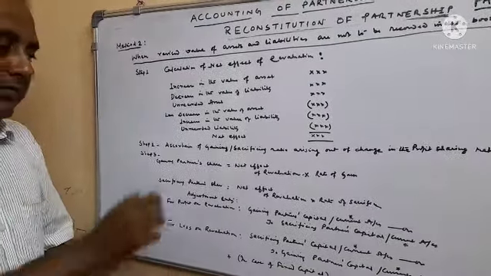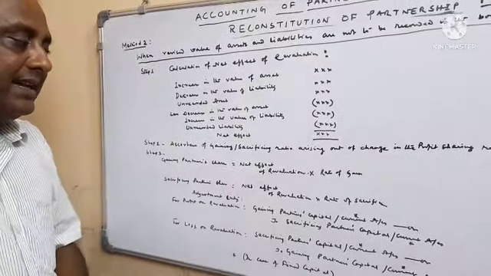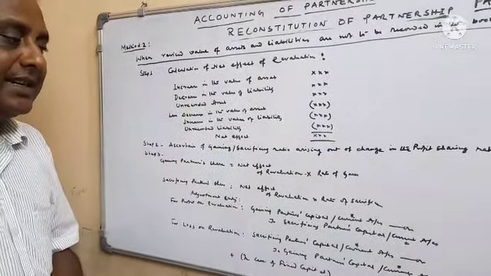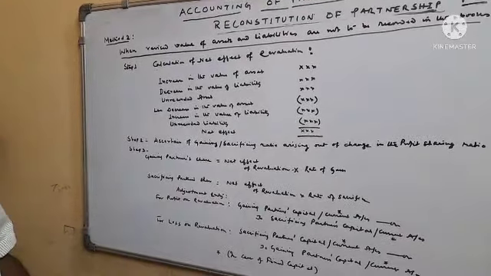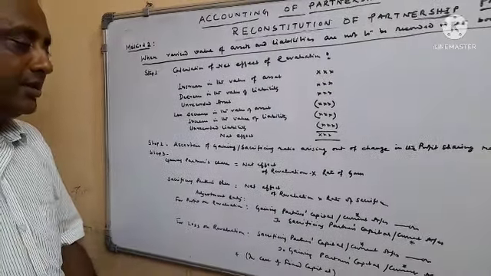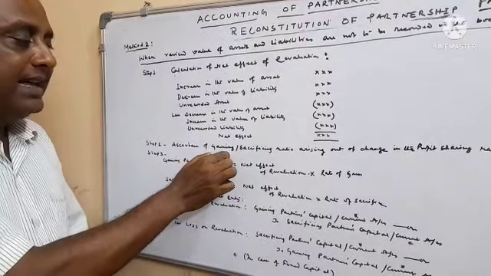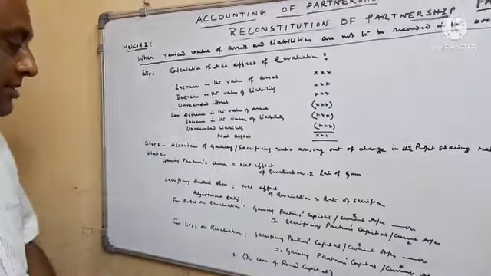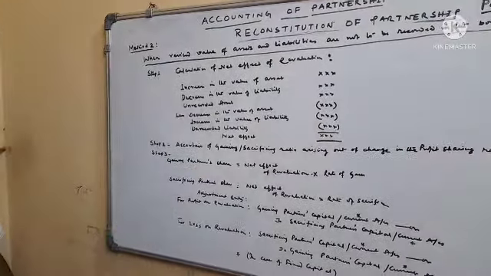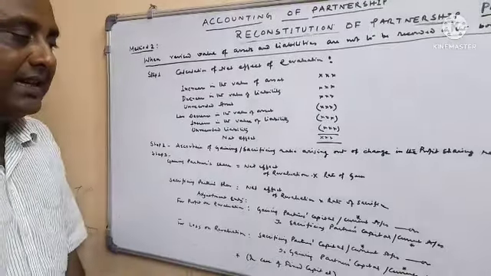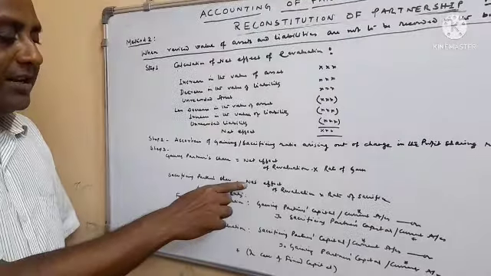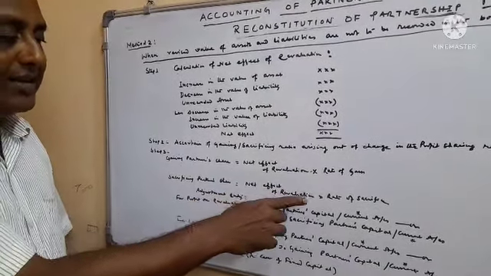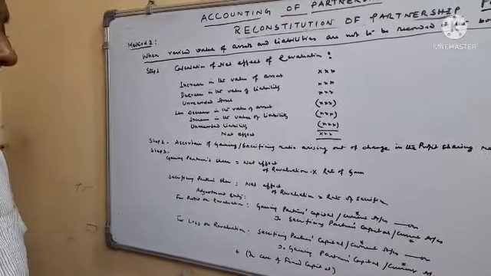Step 2. What is step 2? We have to ascertain the gaining and sacrificing ratio arising out of change in profit sharing ratio. Due to change in profit sharing ratio, we have to find out the gaining ratio and sacrificing ratio. Now, gaining partner's share equals net effect of revaluation into rate of gain. Sacrificing partner's share equals net effect of revaluation into rate of sacrifice.